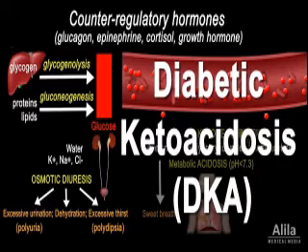Investigations: random blood glucose, usually more than 18 millimoles per liter, urine glucose, usually more than 3 plus, and urine ketones, usually more than 2 plus, and blood urea and electrolytes, usually low potassium. However, if in renal failure, urea and potassium levels may be high.